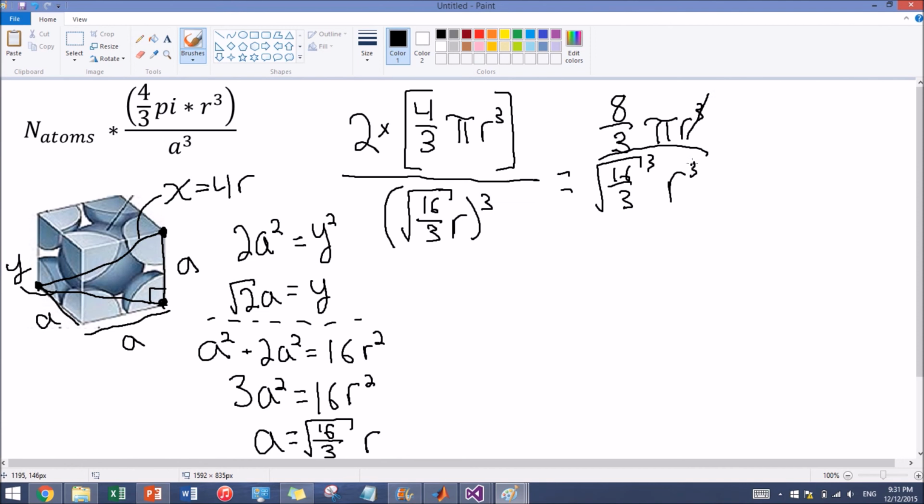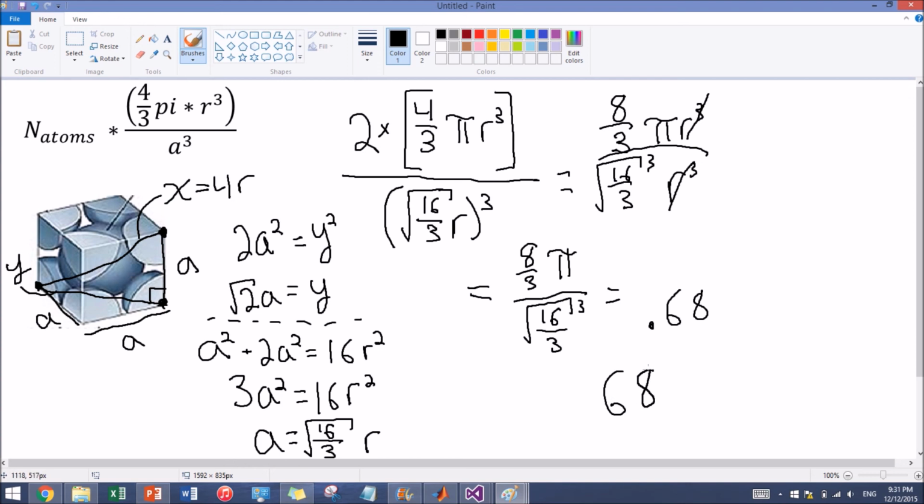And we can see as before, the r cubes cancel. What we're left with is 8/3 times pi divided by the square root of 16 over 3, cubed. And plugging that into your calculator, we get about 0.68. Keep in mind percents, so after multiplying by 100, it's going to be about 68%. So what this is saying is that 68% of a body-centered cubic structure is filled with atoms.